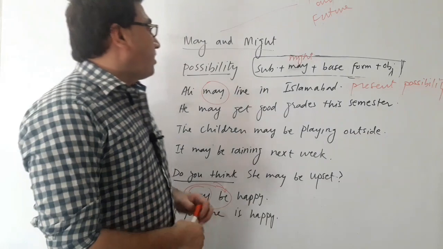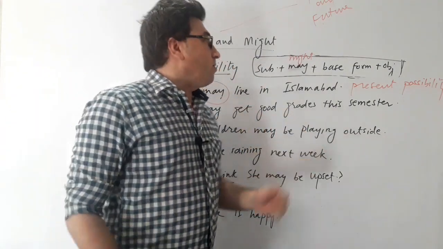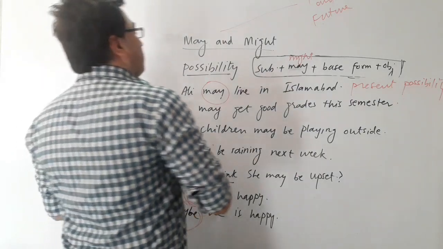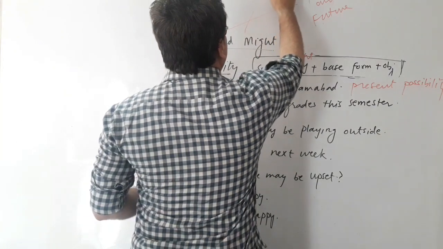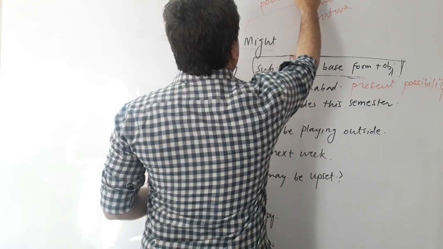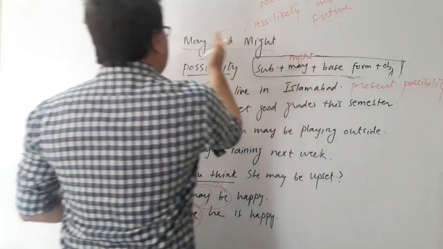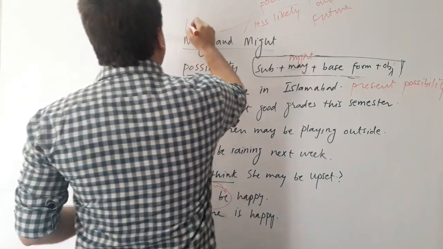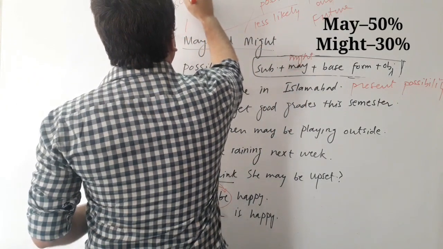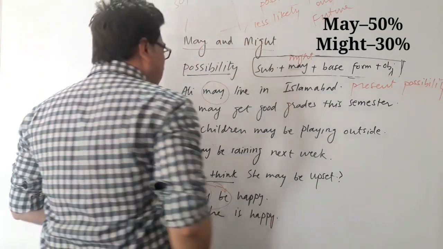Now, as I said that we'll be talking about the difference between may and might later, remember that might talks about less possibility, or it is less likely than may. Or in other words, we can say that may talks about 50% possibility and might talks about 30% possibility.